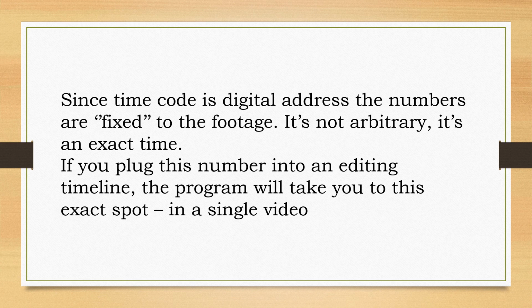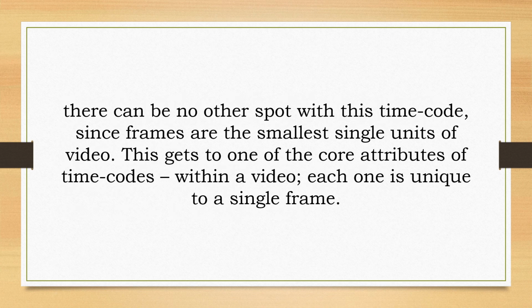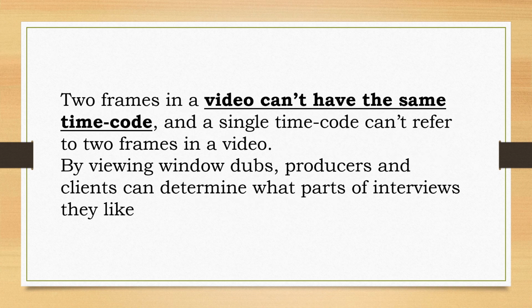Since timecode is a digital address, the numbers are fixed to the footage. It's not arbitrary, it's an exact time. If you plug this number into an editing timeline, the program will take you to this exact spot. In a single video, there can be no other spot with this timecode, since frames are the smallest single units of video. This gets to one of the core attributes of timecodes. Within a video, each one is unique to a single frame. 2 frames in a video can't have the same timecode, and a single timecode can't refer to 2 frames in a video.